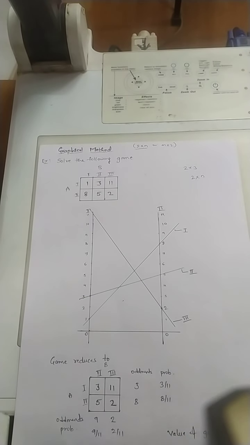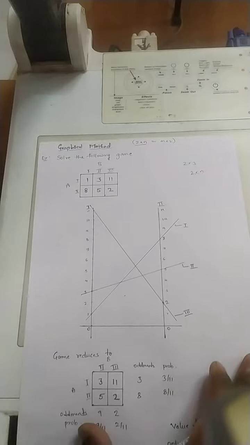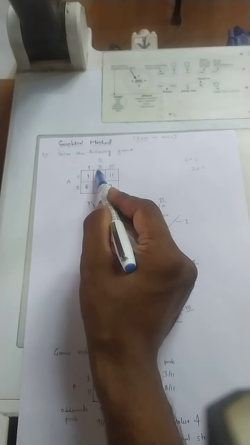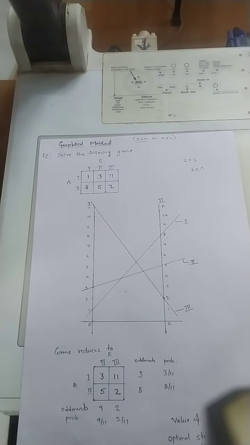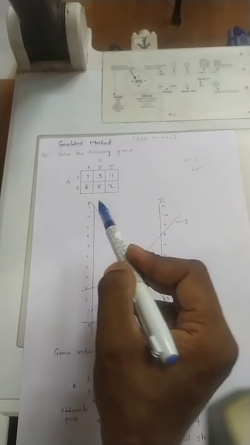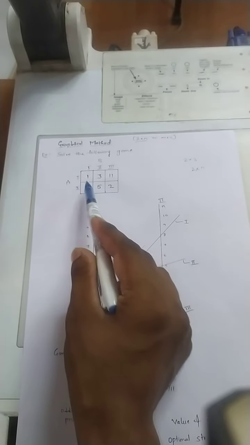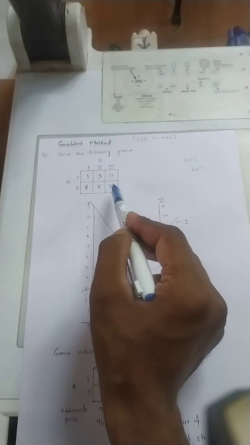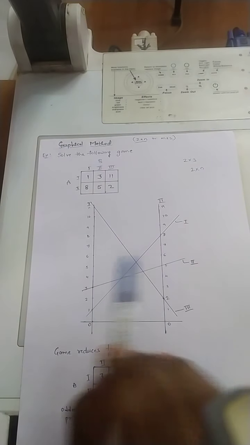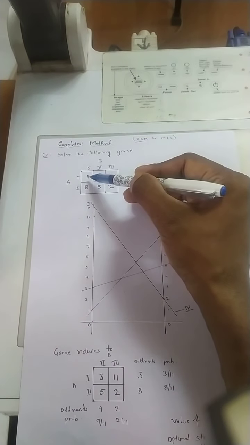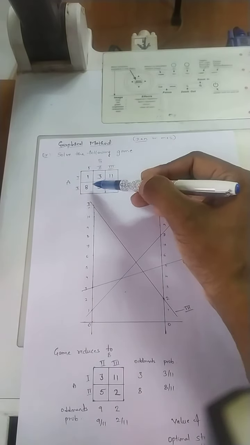Now let us see how to plot a graph. There are 2 strategies for A and 3 strategies for B. Our aim should be to reduce the matrix to 2 cross 2. So no need to eliminate any row because there are only 2 rows. Since there are 3 columns, we need to eliminate one column so that we will have only 2 columns at the end. Now let us consider the combination from the first, 1 and 8.